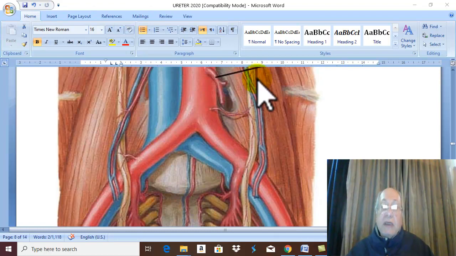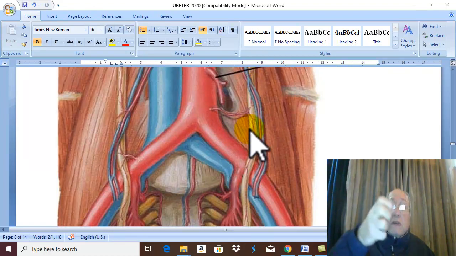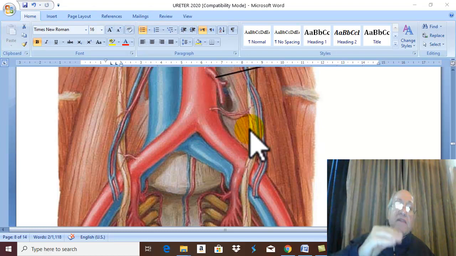Migrating stone in the ureter. The ureter shows hyperperistalsis to push the stone and to overcome the resistance to its passage. There is also impaction of the stone, leading to accumulation of urine above the obstruction and distension of the ureter.